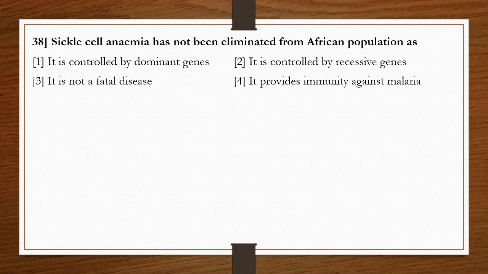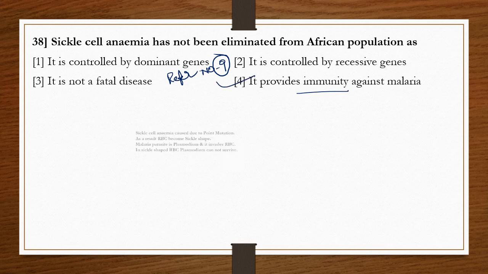So this question we already discussed in question number 9. Please refer to question number 9 in the previous video. Here the question is why sickle cell anemia has not been eliminated from the African population: because it is a savior from malaria. It provides immunity against malaria. Option 4 is correct. Let's see the information.